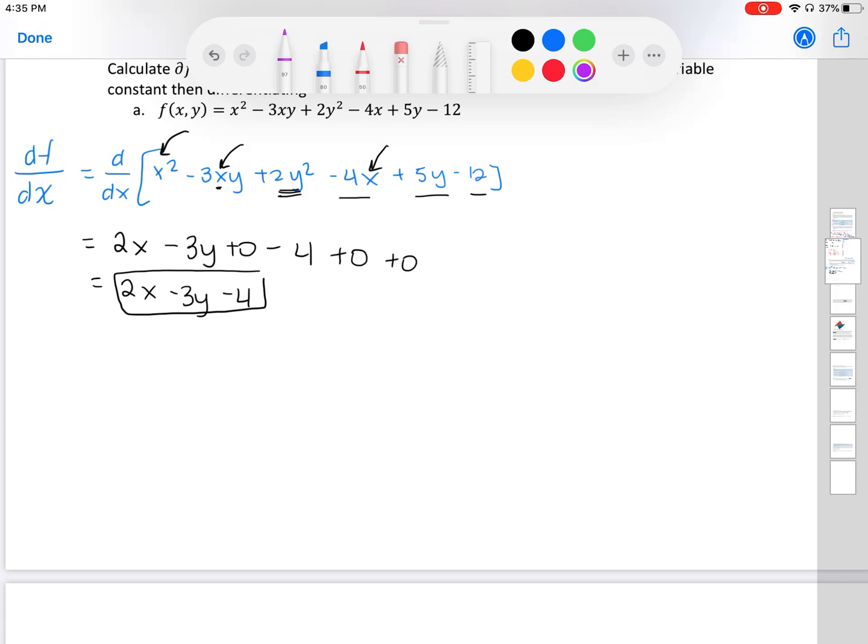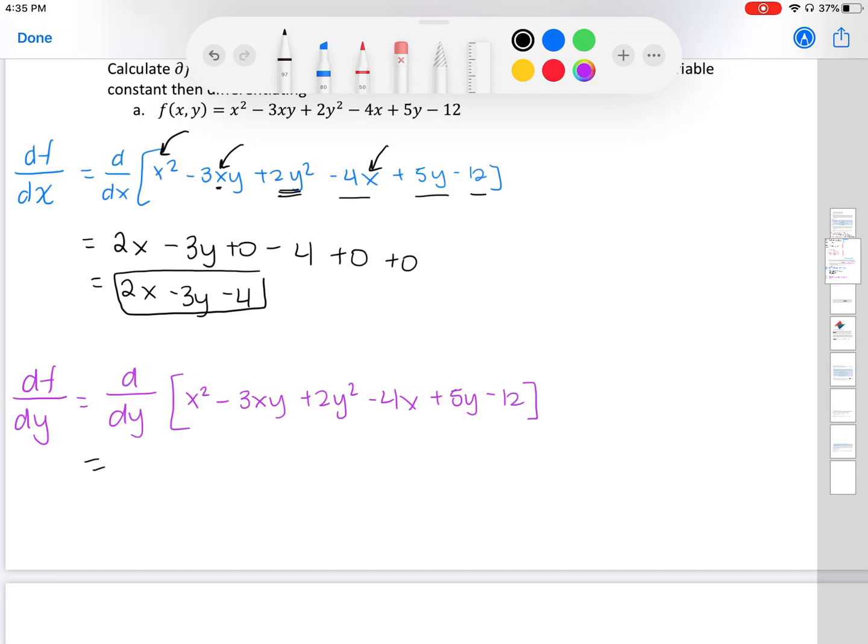All right, what about in terms of y? Partial derivative of function f in terms of y. So we want to calculate the derivative for the y only. Anything else than the y would be a constant. So we have x squared minus 3xy plus 2y squared minus 4x plus 5y minus 12. Okay, so for my first term, well, let me just take a step back. Let's go ahead and point out where our y's are. Those are our only variables. The rest we treat as constants, as numbers.